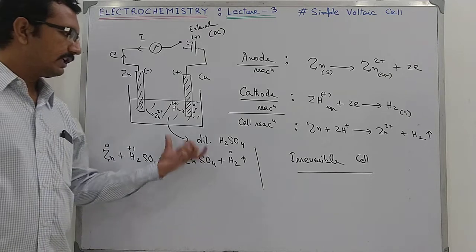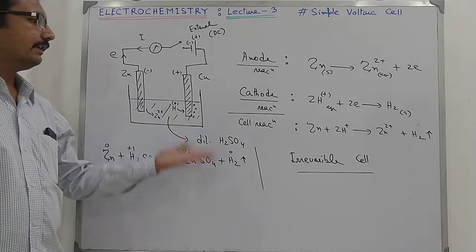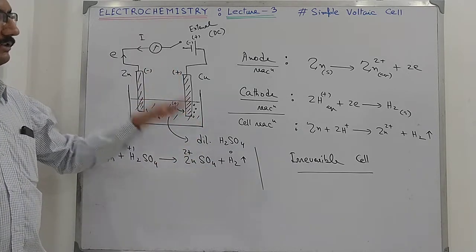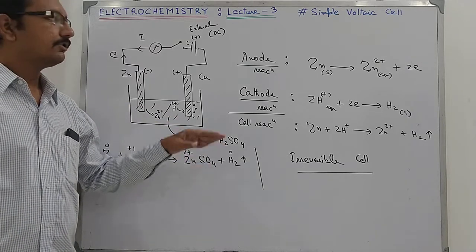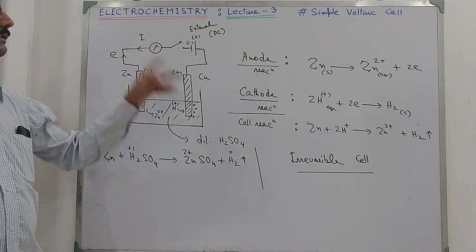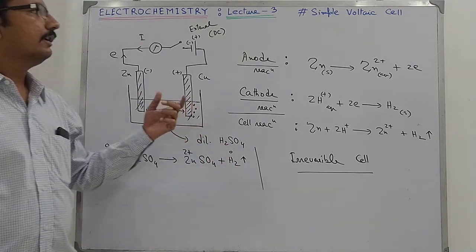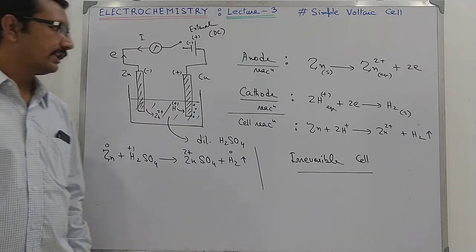Now we have to remove such limitation and we have to make a sophisticated cell that will give you the maximum amount of electrical energy from the chemical energy so that it is cost effective. So that is an example of a reversible cell. We will discuss it in lecture 4, that is the Daniell cell. It is very important and I will discuss it separately in lecture 4. Stay with me.